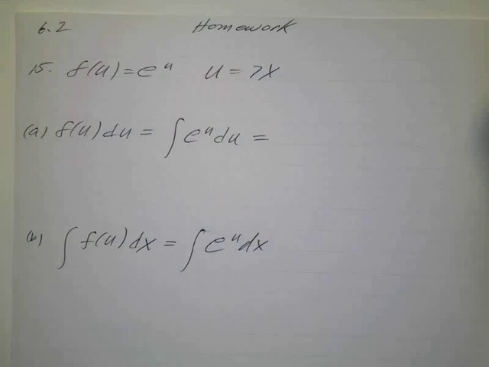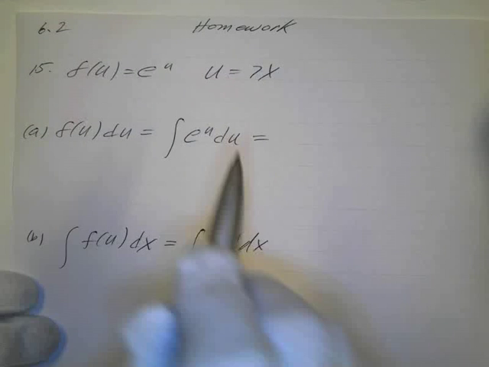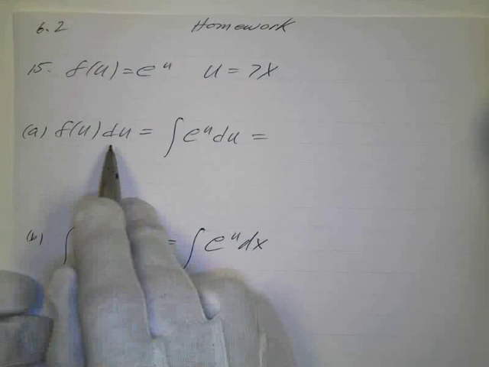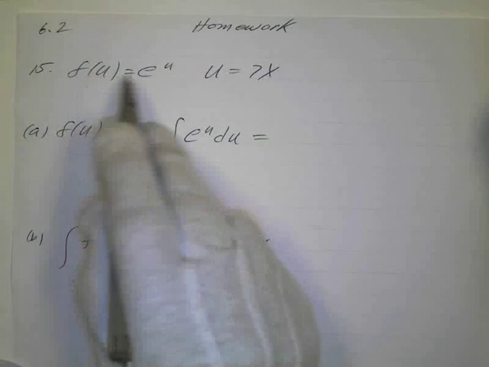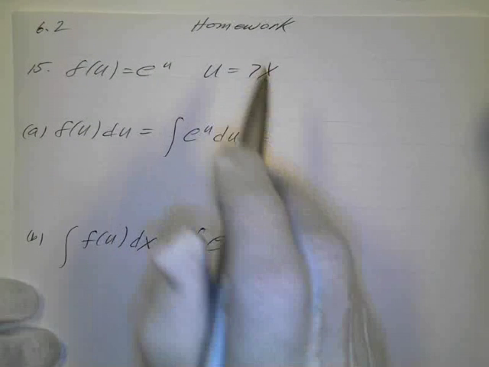Okay, some more problems from section 6.2, and this is number 15. Again, we just wanted to show that the integral of f of u du was different than the integral of f of u dx. So f of u was e to the u, and u was 7x.